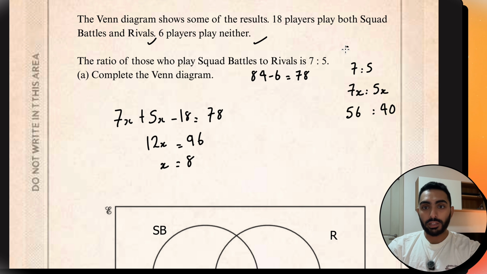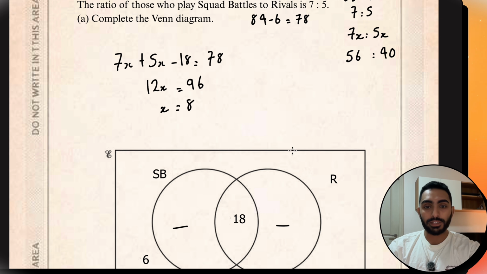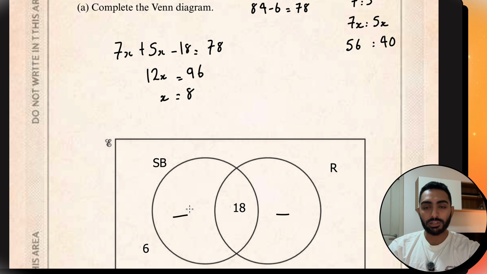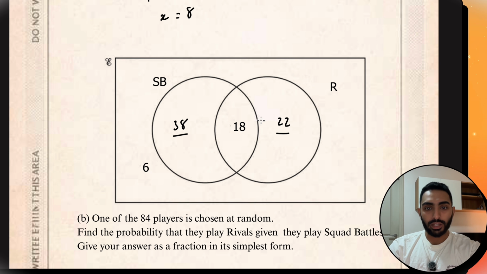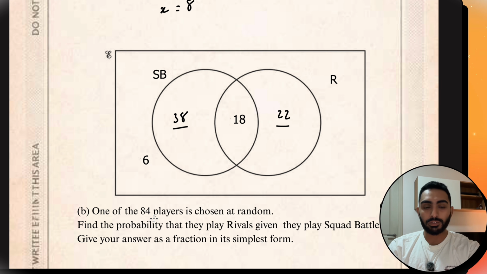That means the total number of players playing squad battles was 56, and the total number of players that played rivals was 40. We're going to do 56, take away 18 to find out this number. 56 take away 20 is 36, and if I add 2, I get to 38. And I'll do the same thing with that. 40 take away 18, which would be 22. And the way that you check this, if you add up all of these numbers, 22 add 18, 40, 78, and 84. It adds up to 84, so that means you've done it correct.